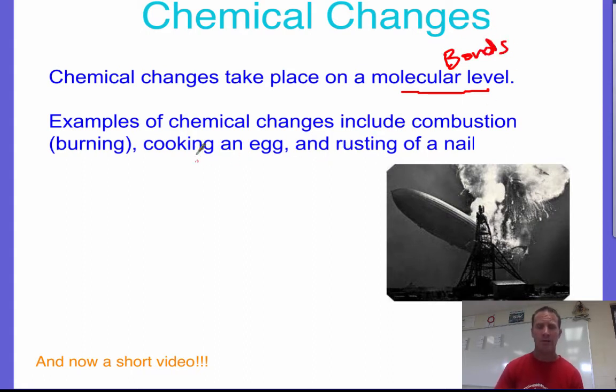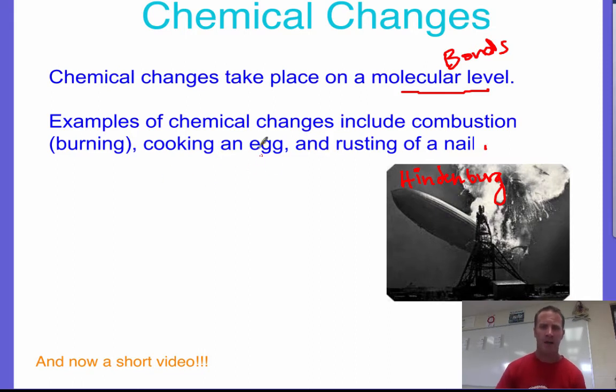Examples of chemical changes are combustion, which is burning of anything. This is a combustion right here. This is the Hindenburg, if you've ever heard of that. The Hindenburg were the blimps back in World War I and II, and that one actually caught on fire. Cooking an egg and rusting of a nail are all examples of chemical changes.